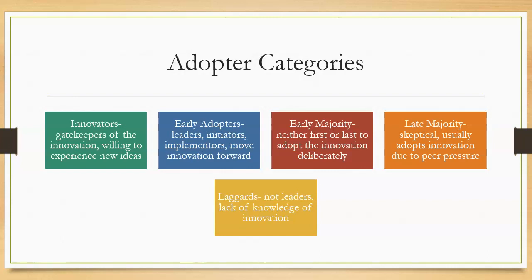The early adapters are leaders, initiators, implementers, and they move forward with the innovation. The early majority are neither the first nor the last to adapt an innovation. They do this deliberately, waiting to see what someone else does. The late majority are the skeptics. They usually adopt the innovation due to peer pressure.